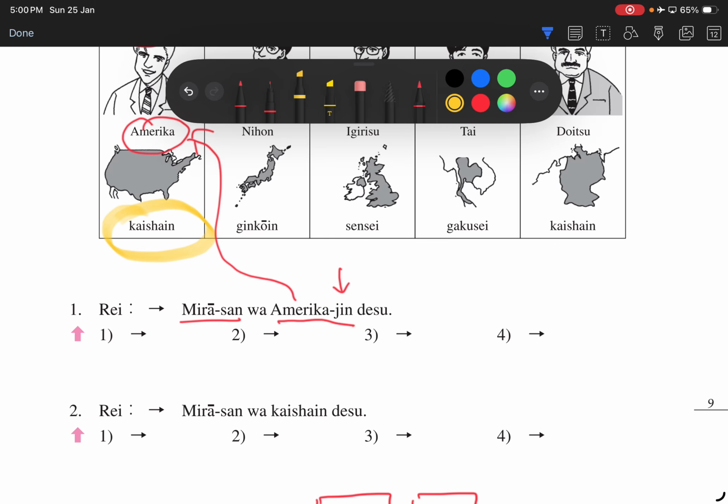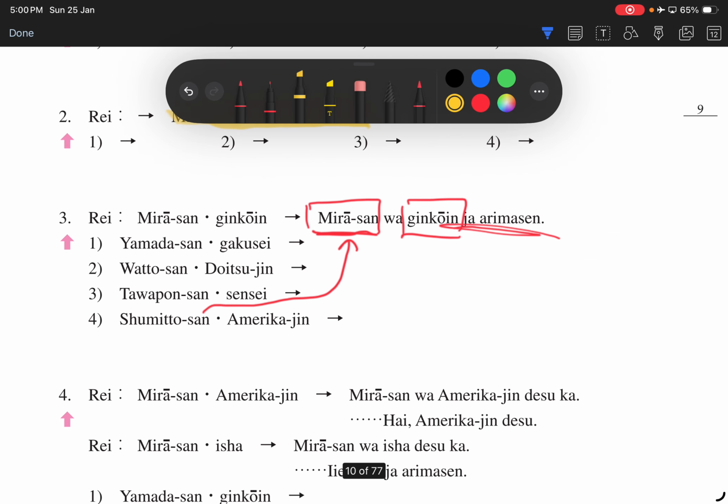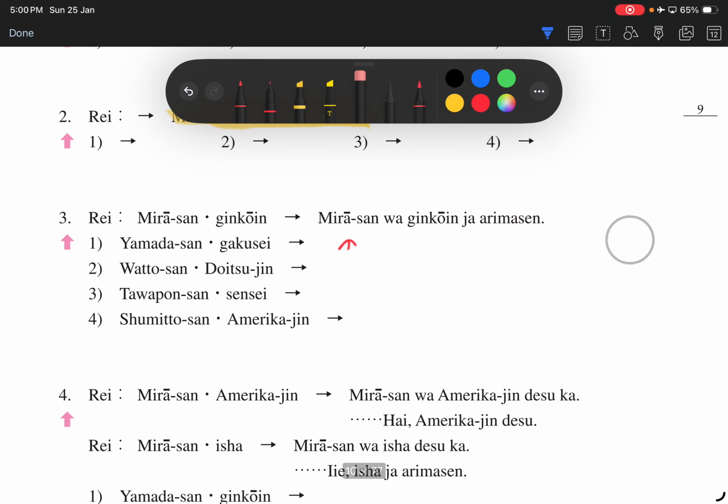Then number 2, you can see the position of the person. He is a 会社員, an employee. So you can say 皆さんは会社員です. We can see the other examples there, so please tell me their jobs. Then number 3, we only have two things, Mira and Ginkoin. I need you to reject: Mira-san, not Ginkoin. So 皆さんは銀行員じゃありません.